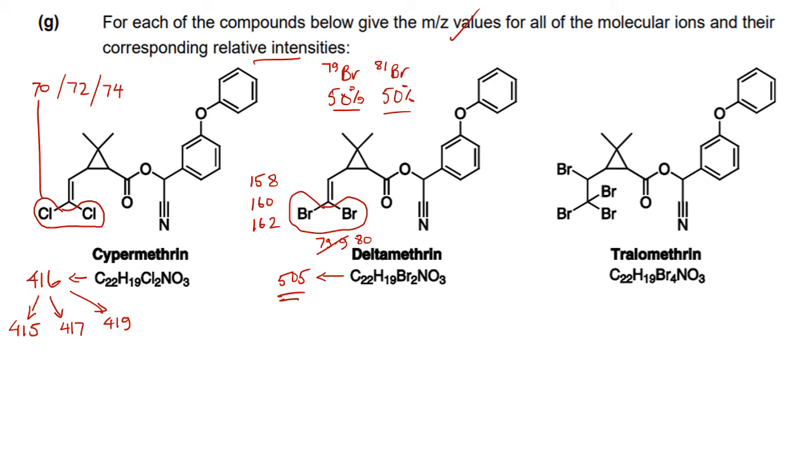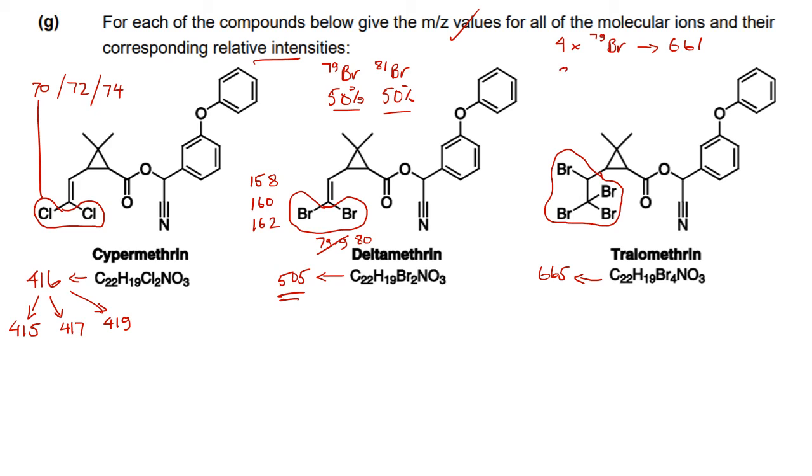Lastly, let's have a quick look at tralomethrin. This is a molecule slightly different, but we're going to treat it in exactly the same way. First of all, we're going to look at the formula and get the Mr of the formula. That's 665. Then we're going to notice that we've actually got four bromines on the end of the molecule like that. So you could have one version of this molecule that's got four of the 79 bromines. That's going to give you an Mr of 661.